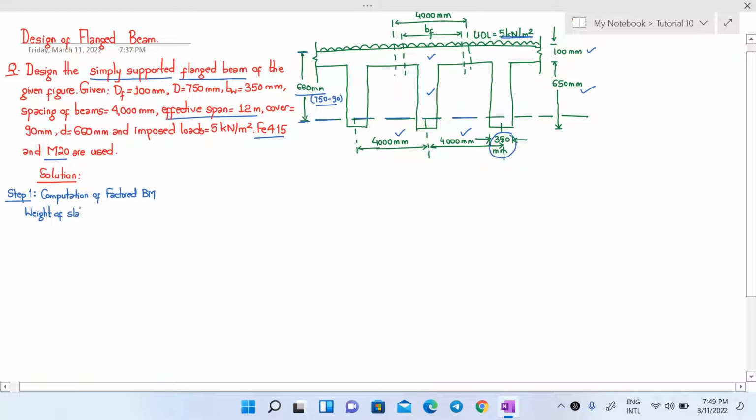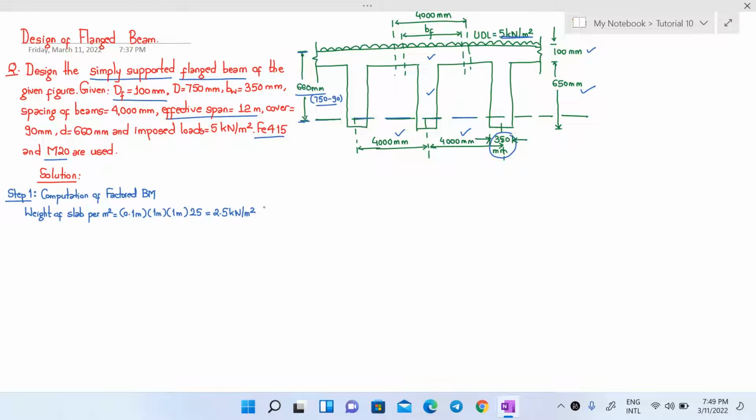So weight of slab, first we will calculate per meter square, will be given by the thickness of our slab, which is 100 mm, that is the thickness of our flange itself, that is 0.1 meter. Since we are calculating the weight per meter square, we will put both the length and breadth as 1 meter and the unit weight of concrete is 25 kN per meter cube. This we will get as 2.5 kN per meter square. This will be the weight of our slab per meter square.